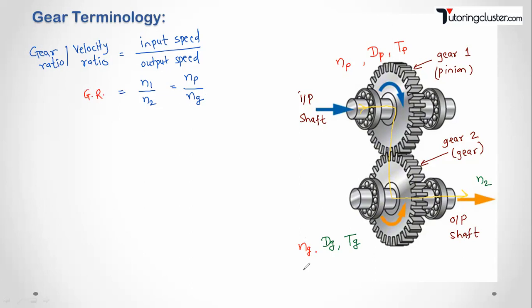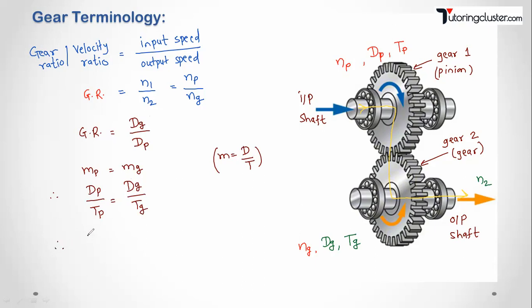Now there is another way to define the gear ratio, which is equal to the diameter of the gear to the diameter of the pinion. See, I have told you the module of pinion is equal to the module of gear. How do we define module? d upon t. So can I write this as dp upon tp, which is equal to dg upon tg? So what will be dg upon dp?